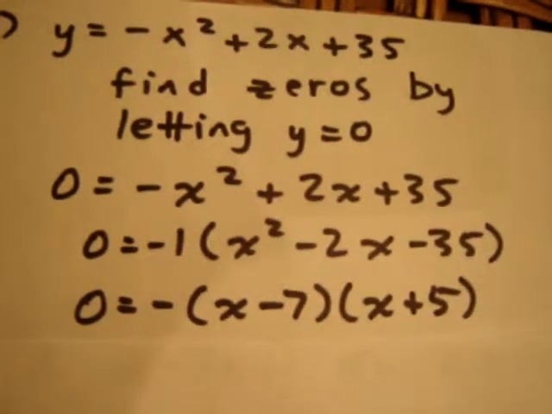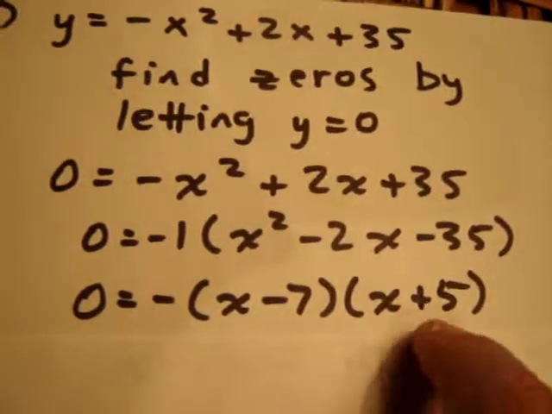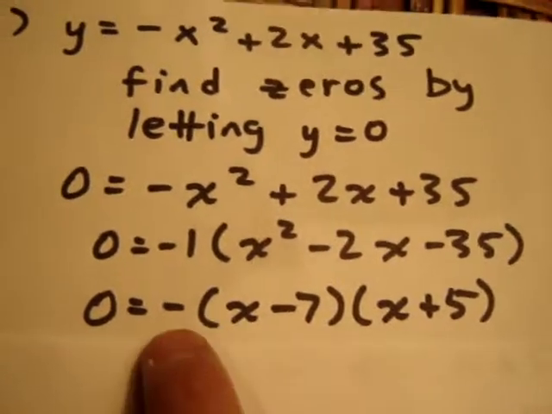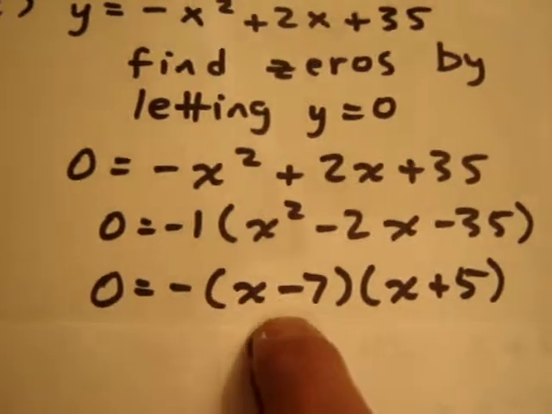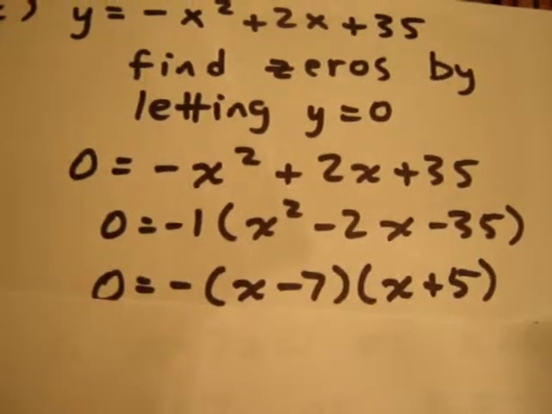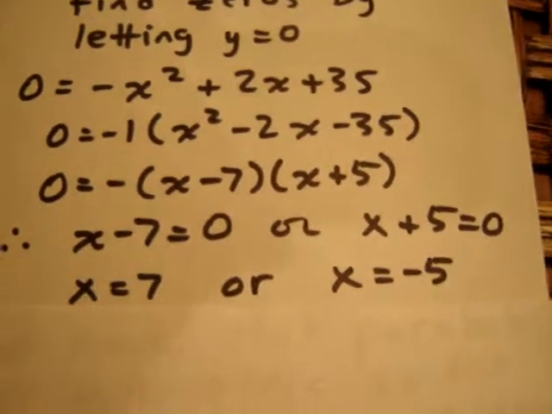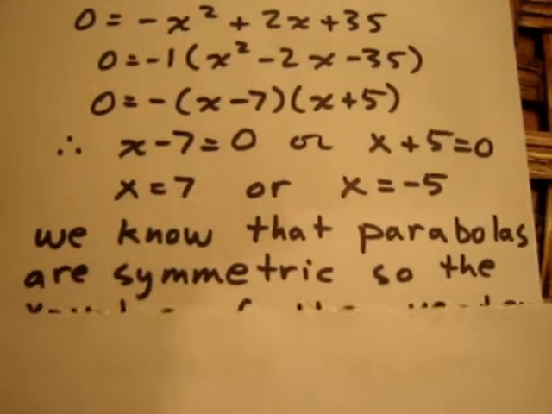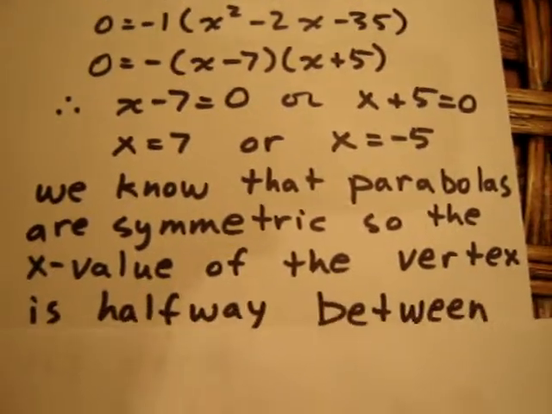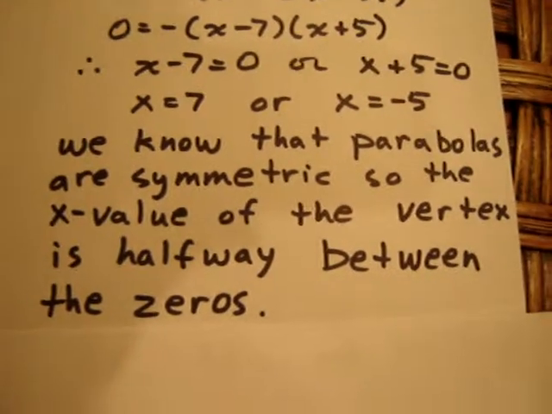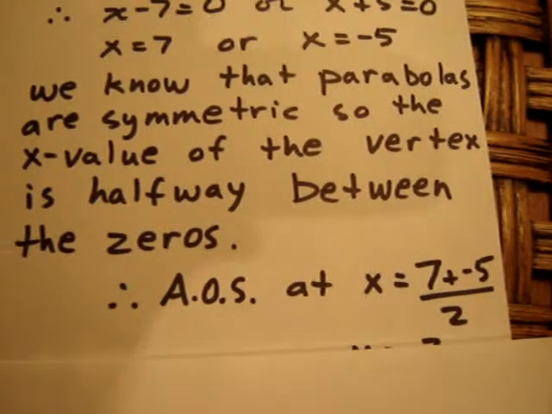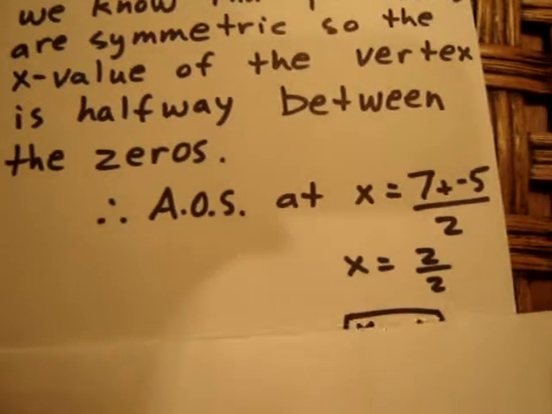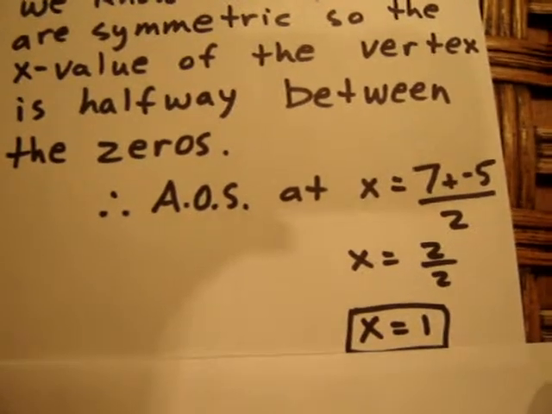So that becomes our new equation. Now, we know that negative 1 cannot equal 0. So either x minus 7 is 0 or x plus 5 equals 0. So either x equals 7 or x equals negative 5. Well, since parabolas are symmetric, the x value of the vertex is halfway between the zeros. So the axis of symmetry will be at x equals 7 minus 5 over 2, which is x equals 2 over 2, which is the vertical line x equals 1.